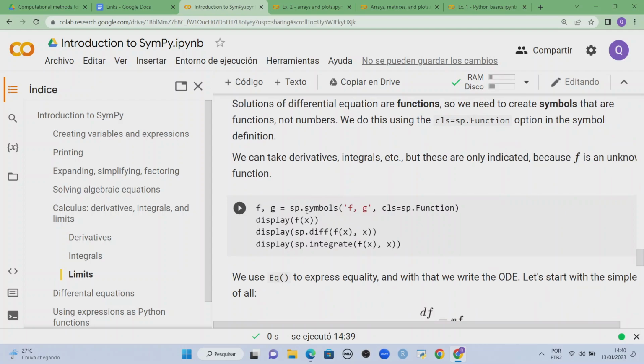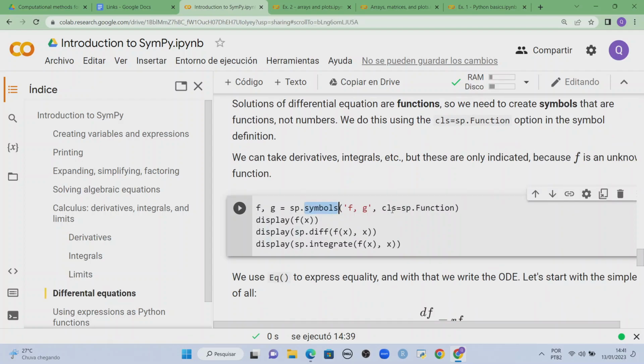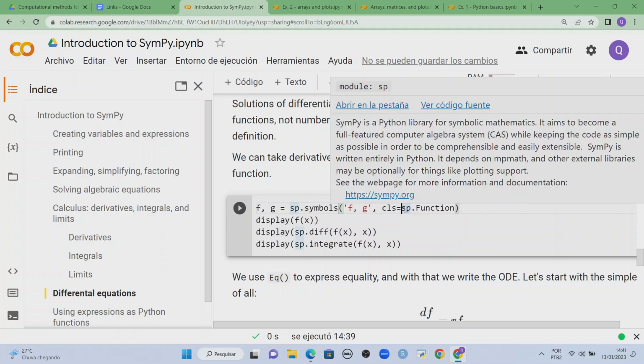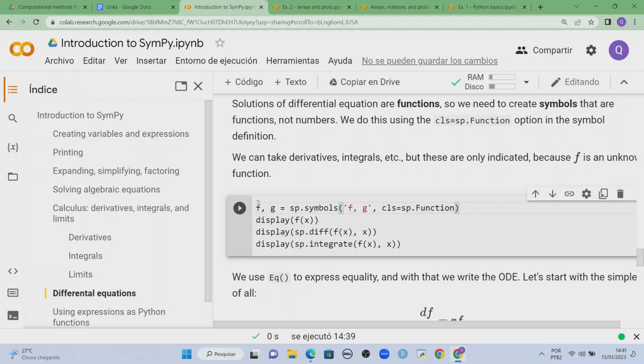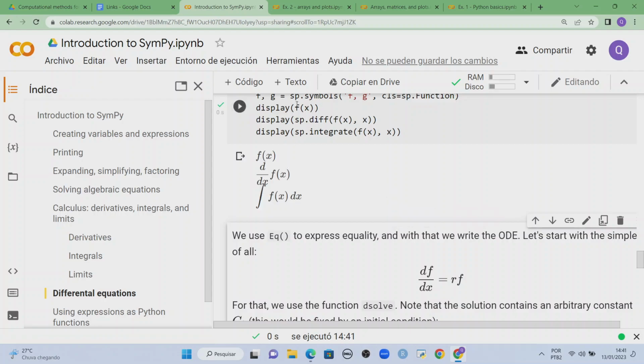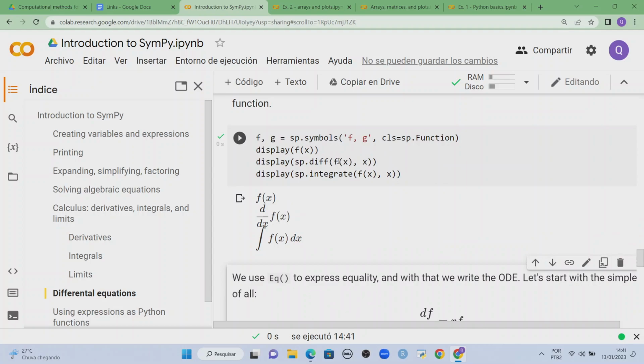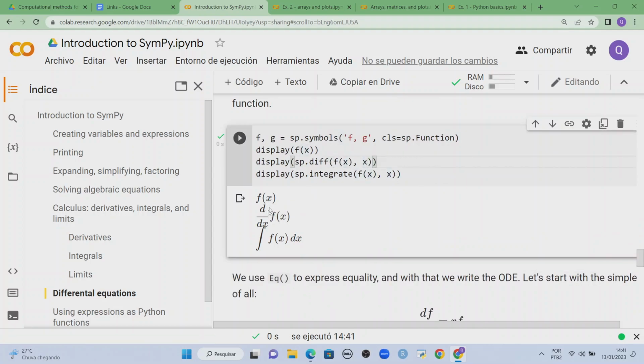I use the same symbols function as before, but now I call it with this argument cls, for class, equal to sp.Function. This tells me that f and g are two symbols whose names are f and g, but they are not numbers, they are functions, and they are going to be treated as functions by SymPy. So what makes a function different from a number? I can call the function with an argument. I can write, for instance, f of x, and I can calculate the derivative of f of x with respect to x. This gives me d/dx of f of x.